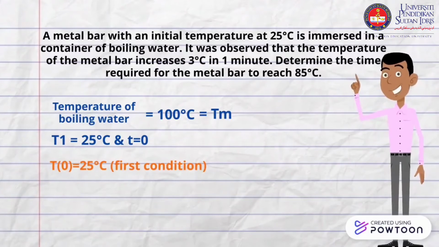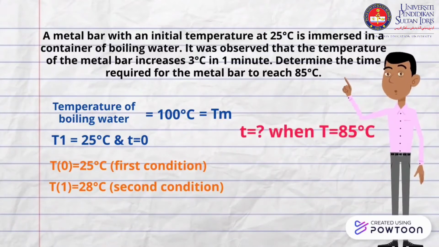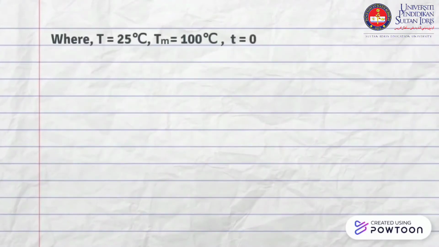Next, it was observed that the temperature of the metal bar increased 3 degrees Celsius in 1 minute. So the second condition is T1 equal to 28 degrees Celsius. The question is: determine the time required for the metal bar to reach 85 degrees Celsius. What is the time when the temperature is 85 degrees Celsius? Where T is equal to 25 degrees Celsius, Tm equal to 100 degrees Celsius, and time equal to 0, we substitute into the general solution.